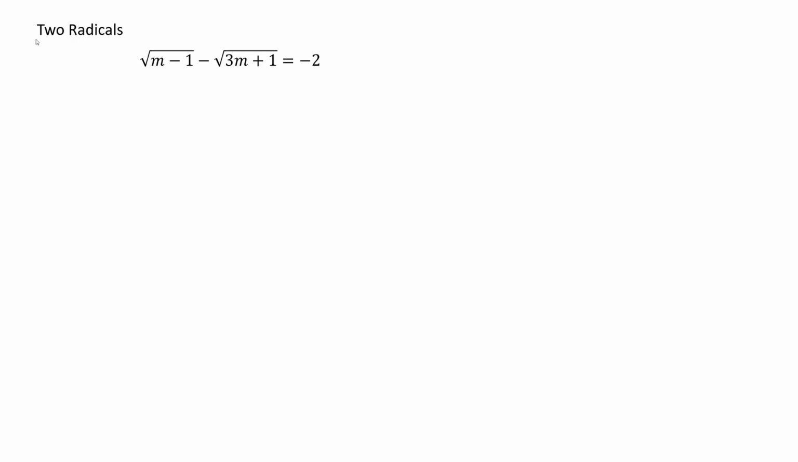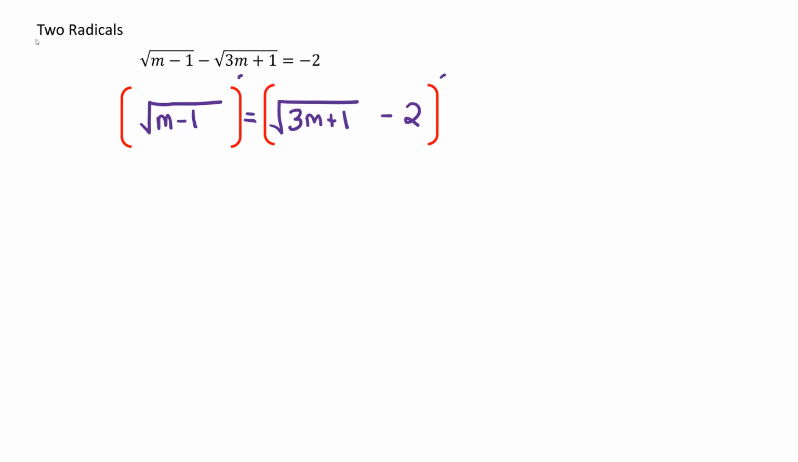All right, this one has 2 radicals, so what you're going to have to do now is isolate them one at a time. To do that, we are going to leave the square root of m minus 1 on the left, and we're going to move the square root of 3m plus 1 to the right. We're adding that on both sides. Now we have to square both sides of this equation.